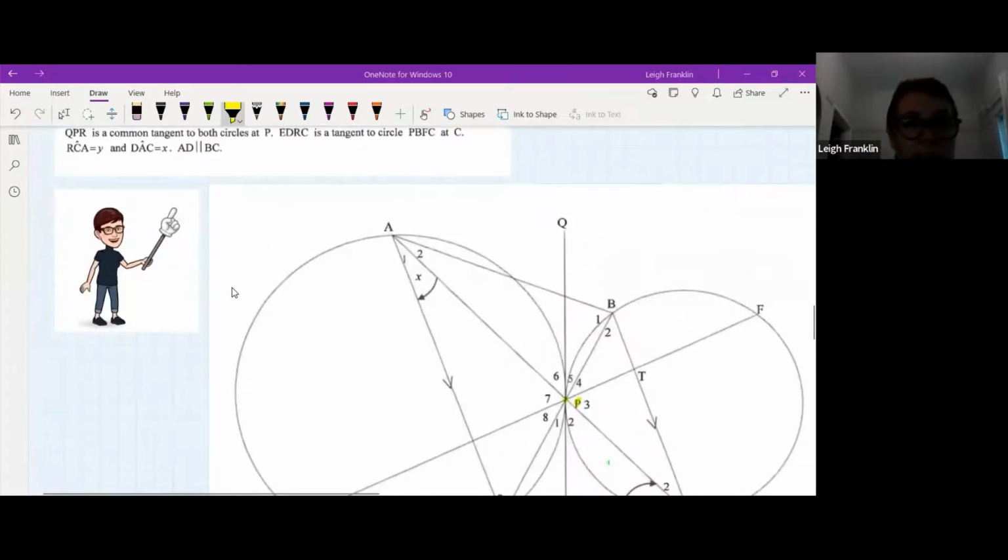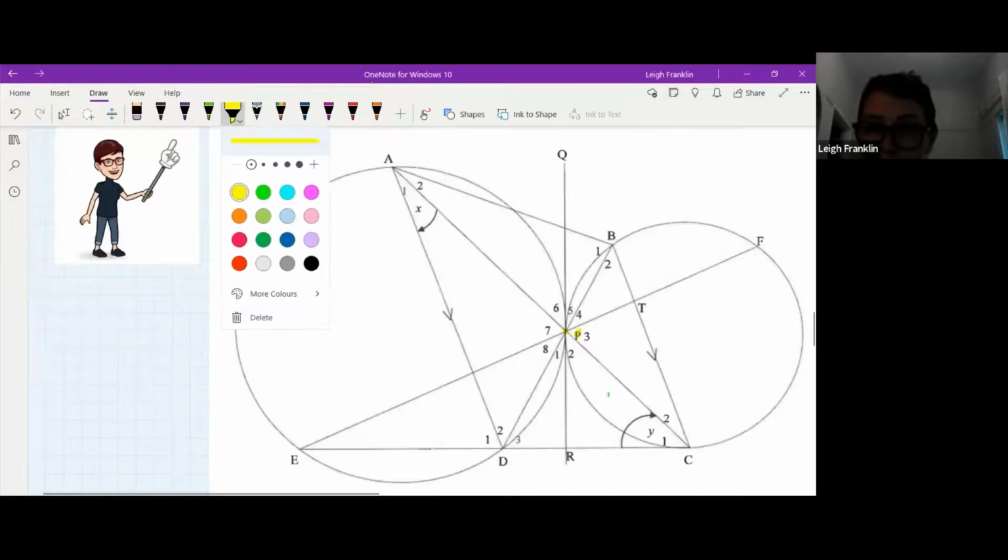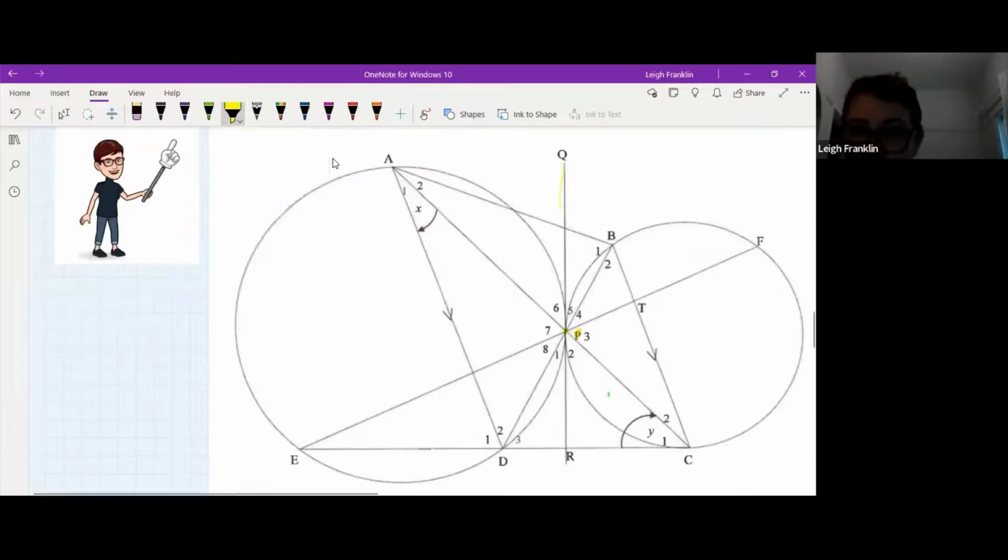QPR is a common tangent to both circles at P. So QPR is this line over here. Let me try and make it a little bit fatter. It's this line over here. I don't want to put too much on the diagram because it will start to become confusing, because there is so much. No, David, A, B, C, D, if that's what you mean, is not a cyclic quad.